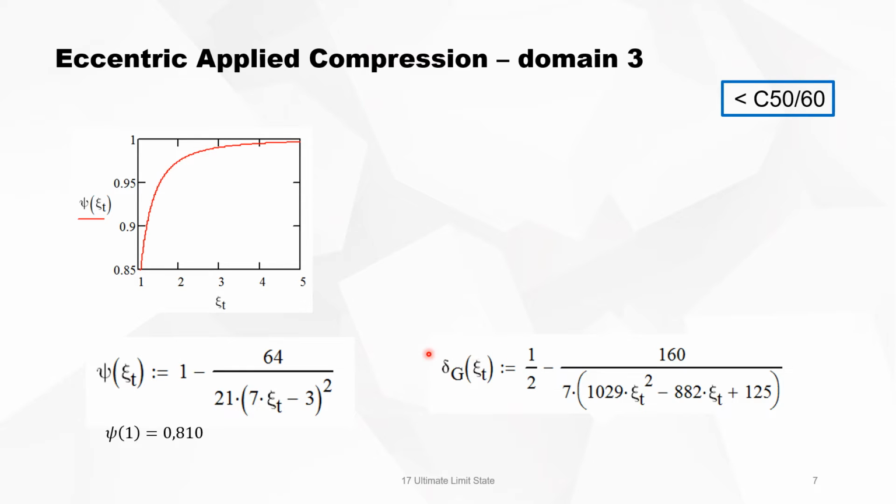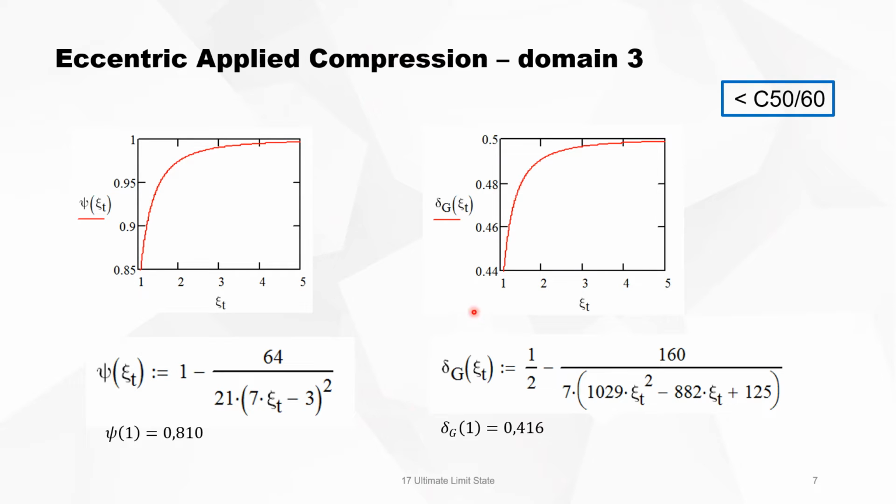The point of gravity in function of Ct is also found by integration. And if you look at the graph, we will see that for the left border, when Ct is 1, if you calculate this, you find 0.416, which is the expected value. And if you go to the right hand side border, when Ct is going to infinity, delta G is 0.5. This is also logical because the point of gravity of a rectangular section is 0.5 times the depth of the section.